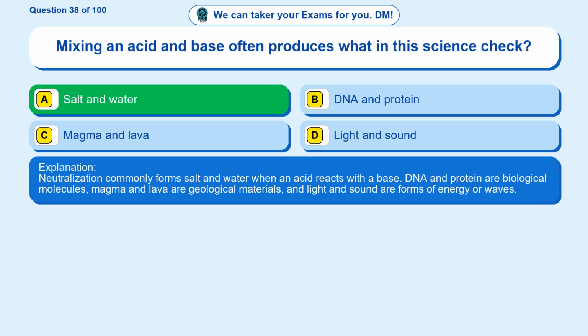Neutralization commonly forms salt and water when an acid reacts with a base. DNA and protein are biological molecules, magma and lava are geological materials, and light and sound are forms of energy or waves.